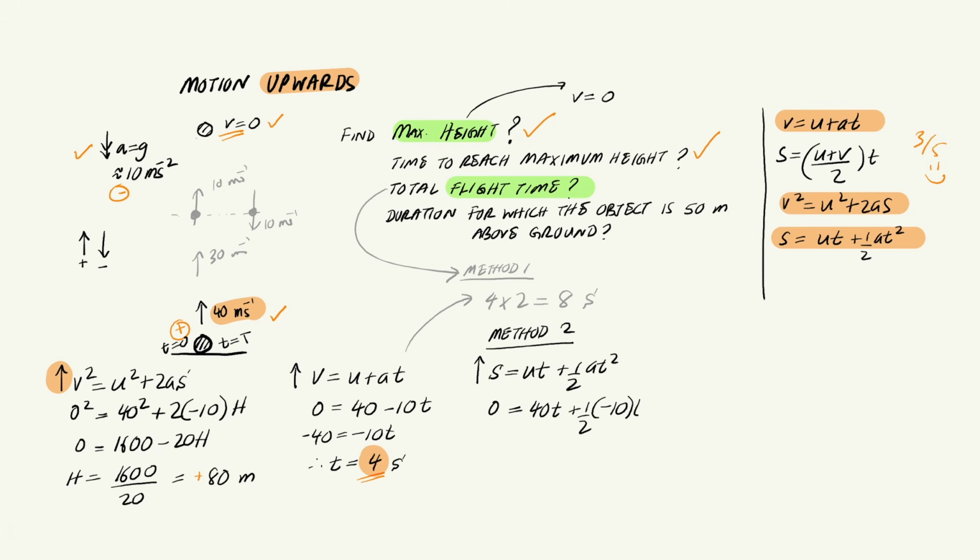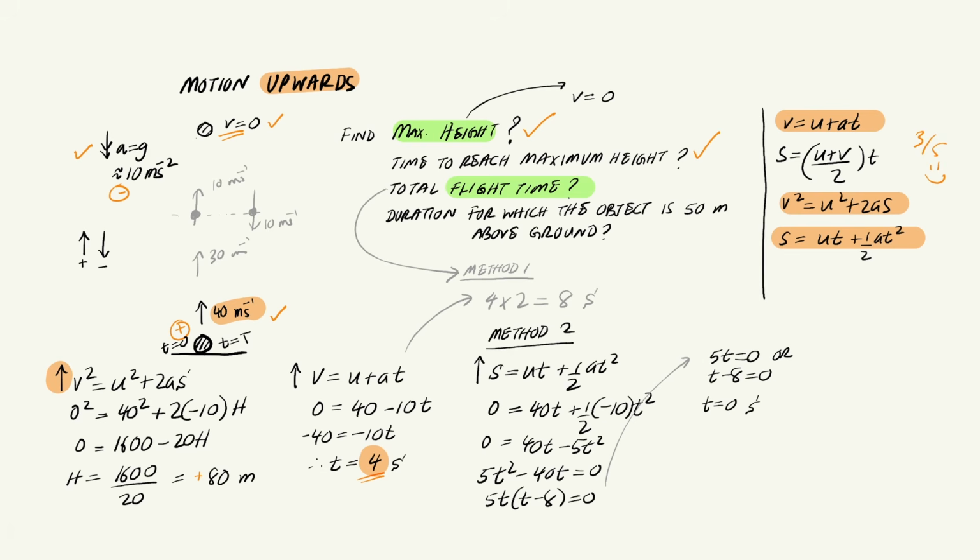0 equals 40t plus 1/2 times minus 10 times t squared, which is 0 equals 40t minus 5t squared. This gives us a quadratic equation. Rearranging this gives us 5t squared minus 40t equals 0. Factorizing the equation, 5t times (t minus 8) equals 0, which gives us two solutions. 5t equals 0, so t equals 0 seconds. Or t minus 8 equals 0, so t equals 8 seconds.